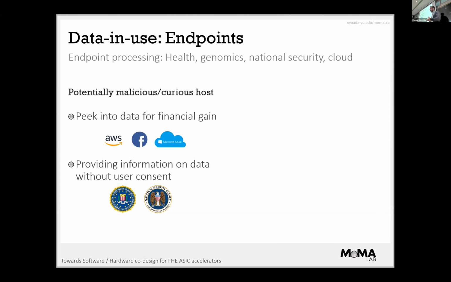So what I was saying is that once the data gets decrypted, it can be seen, and there are two ways our privacy can be breached. One, the host is malicious, trying to look at the data for financial gain. Facebook and Google have financial incentives to look into our data and make money out of it. Or it can be law enforcement agencies that have some interest in looking at the data without the consent of the user. The other way our data gets leaked is vulnerabilities. Even if the host is not malicious, it's still a computer with problems, with vulnerabilities.